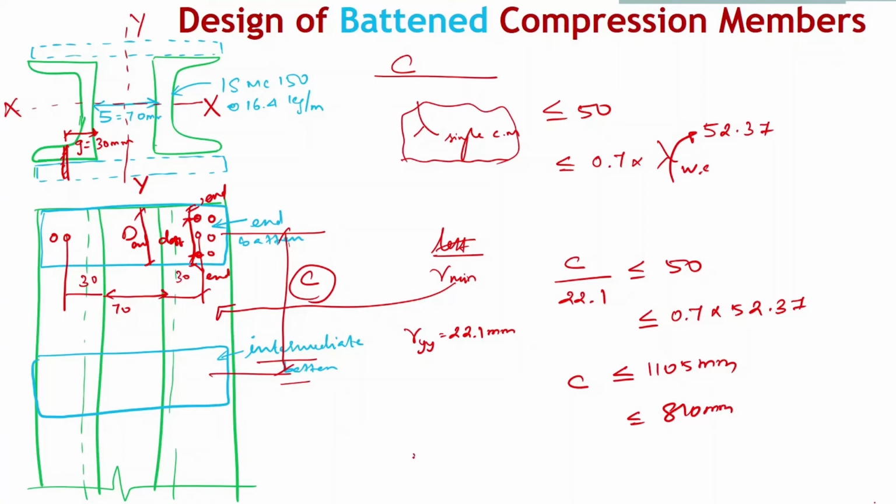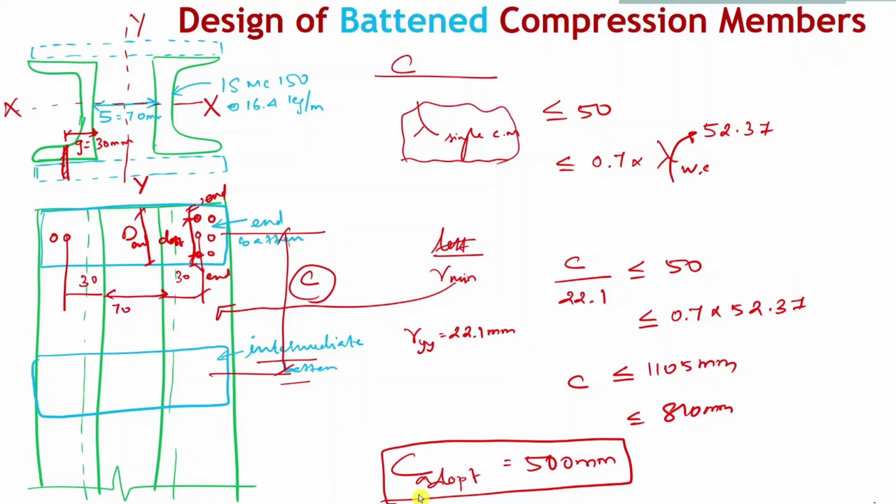So now let's adopt the spacing of battens as 500 mm. So it should be less than this value. So I have adopted C as 500 mm. Now I know all the properties of my batten.